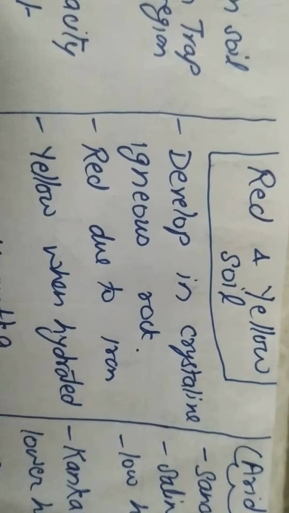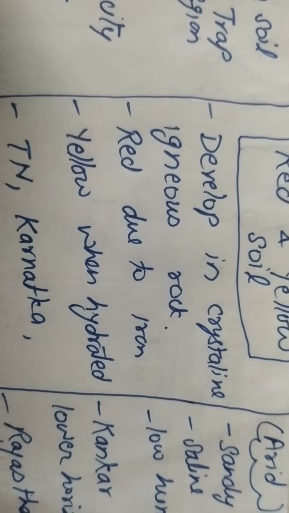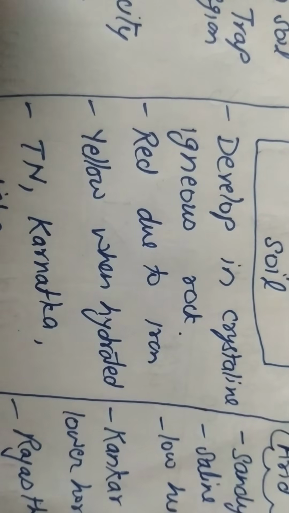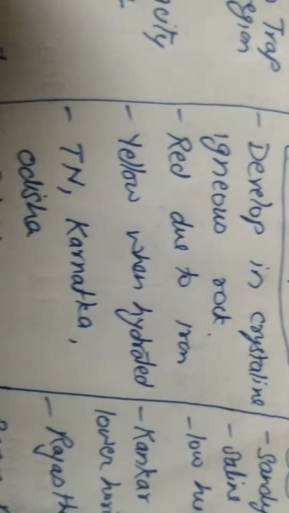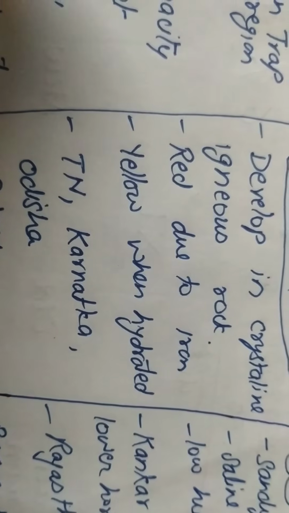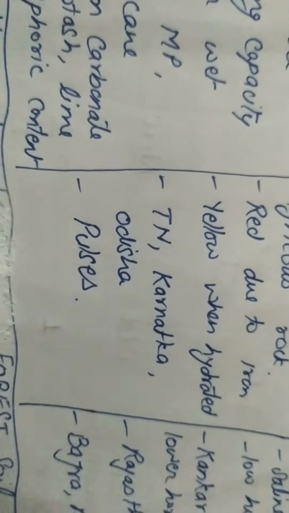Next soil is the red and yellow soil. It develops in the crystalline and igneous rocks. Because of igneous rock, it is red in color because it has diffusion of iron. Iron is red in color, so it is red. Yellow when hydrated. Hydrated means when wet or reacted with water, then it becomes yellow in color. Found in Tamil Nadu, Karnataka, Odisha, and most of the pulses are grown in it.